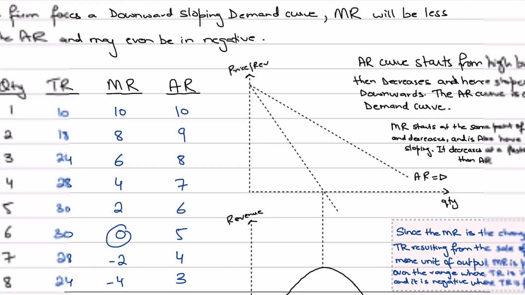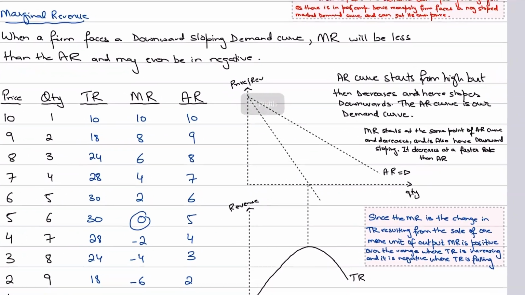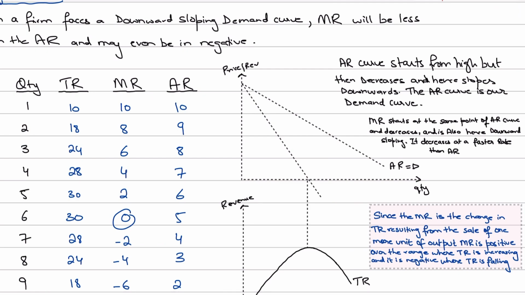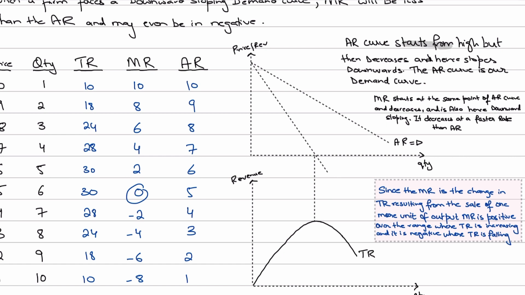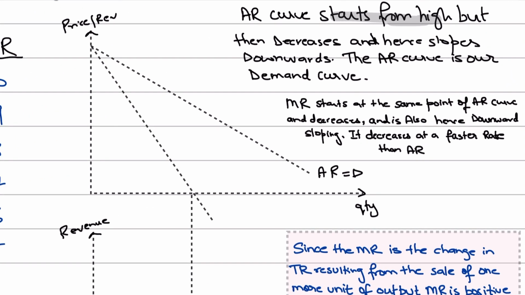So now, I hope I have covered the points I was trying to explain. Average revenue curve starts from a higher point, as in this point, but then decreases and slopes downwards. We also know that the average revenue curve is our demand curve. And marginal revenue starts at the same intercept as the average revenue curve, and is decreasing as well. Marginal revenue curve is also downward sloping.